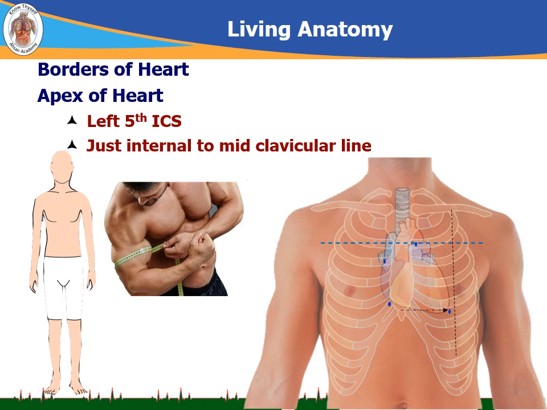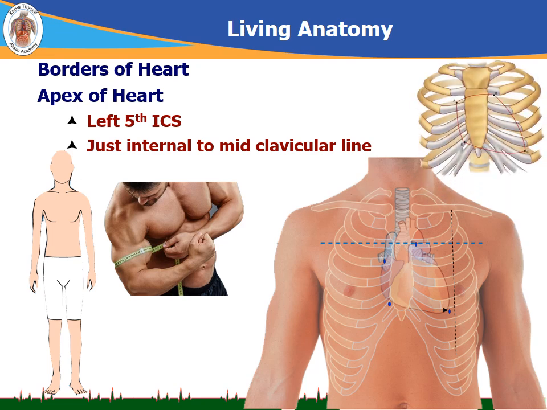Now, if we join these points, keeping the left border convex to the left, the right border convex to the right, the inferior border convex inferiorly, and the superior border slightly convex upwards, then we will get the shadow of the heart over the front of the thoracic wall.